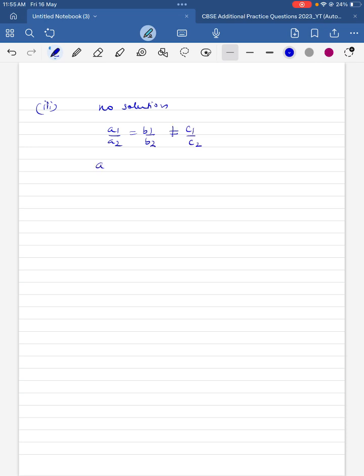And a1 by a2, as we know, is equal to 1 by 2, and b1 by b2 is equal to m by n. So we just have to assume some values for m and n such that their ratio becomes equal to 1 by 2. In this case, let me take m as 4 and n as 8. So the two equations would become 2x minus 4y equal to 9 and, sorry, 4x minus 8y equal to 9.